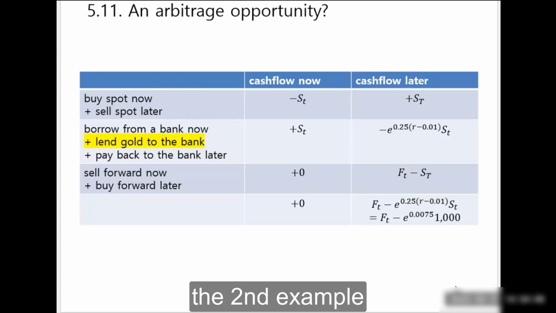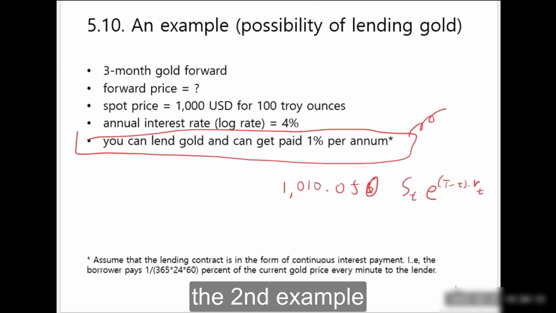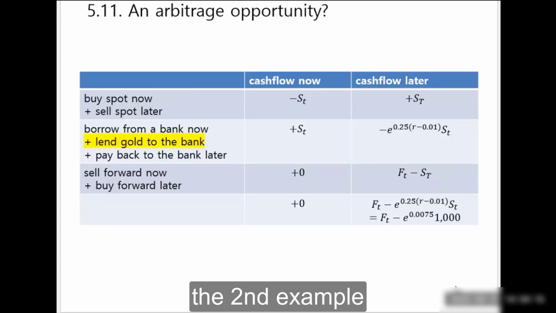When the lending rate is, what is the number in this example? Lending rate is 1% per annum. So this is the lending rate. So we express the lending rate as, once again, log rate. If it's not expressed as log rate, then you will have to use some other formula. But here, the lending rate is also log rate.